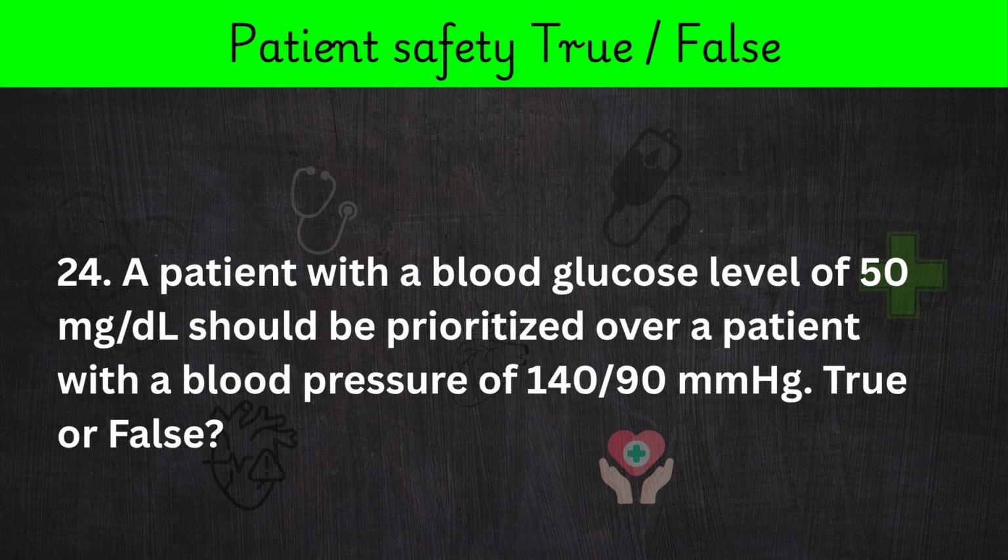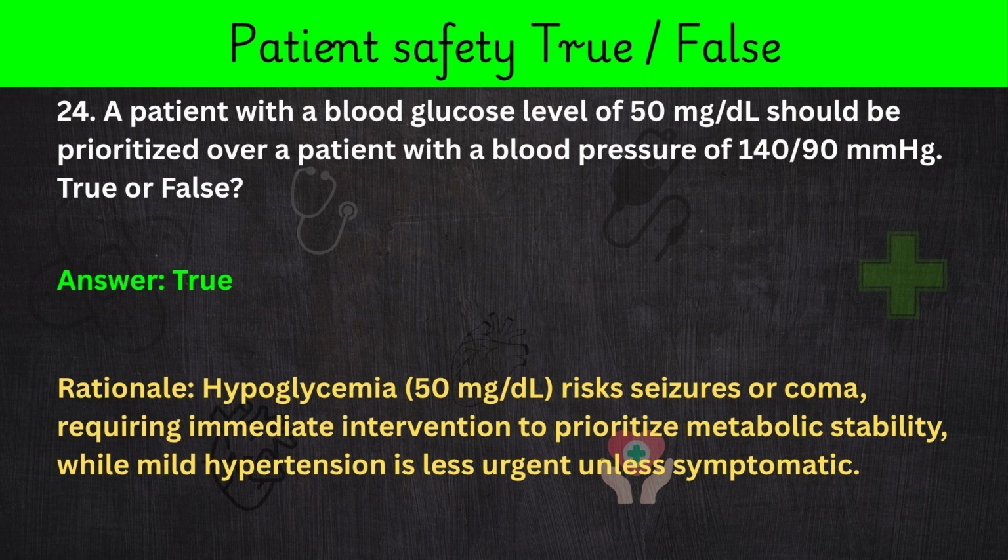24. A patient with a blood glucose level of 50 milligrams per deciliter should be prioritized over a patient with a blood pressure of 140/90 mmHg. True or false? Answer: true. Rationale: Hypoglycemia, 50 milligrams per deciliter, risks seizures or coma, requiring immediate intervention to prioritize metabolic stability, while mild hypertension is less urgent and less symptomatic.